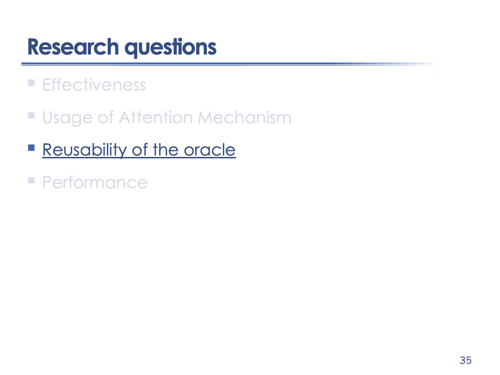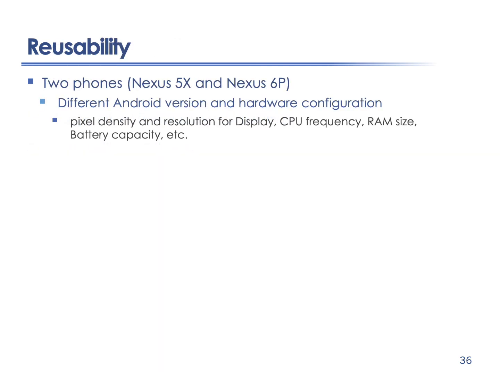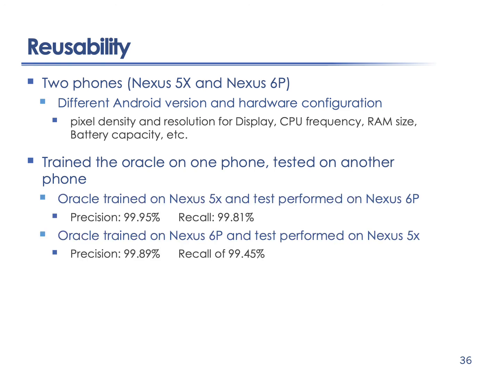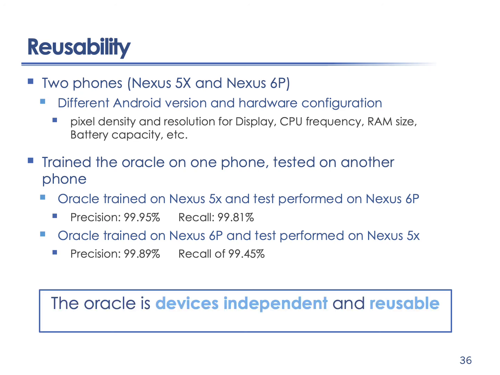We also wanted to see if ACETON is reusable across different devices. To evaluate that, we used two devices which were not only different in terms of the Android versions running on them, but also had different hardware configurations such as pixel density and CPU frequency. Then we trained the oracle on both devices separately in order to see if the oracle trained on one device can correctly predict the label of tests executed on the other device. The results of this experiment showed a high precision and recall for the oracle trained on a different device, which confirms our energy oracle is device independent and reusable.